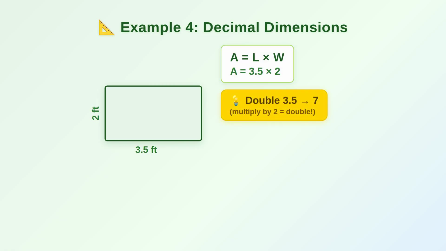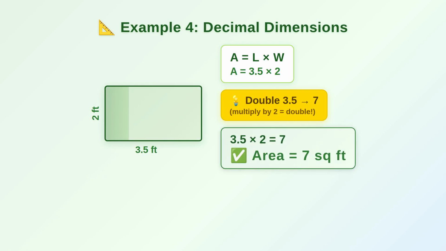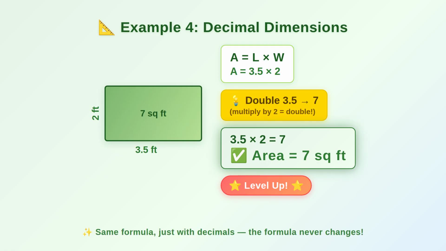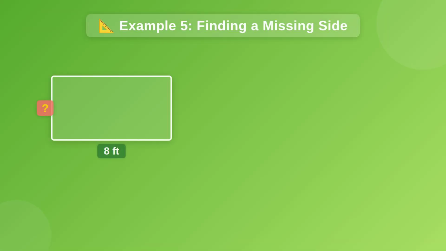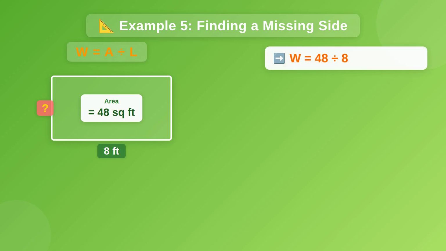What if the measurements aren't whole numbers? Maya measures a rectangular poster that's 3.5 feet long and 2 feet wide. We still use the same formula. A equals L times W. So A equals 3.5 times 2. When you multiply a decimal by 2, just double it. 3.5 doubled is 7. So the area of the poster is 7 square feet. Same formula, just with decimals. Maya realizes the formula never changes, only the numbers do. That's the beauty of math.